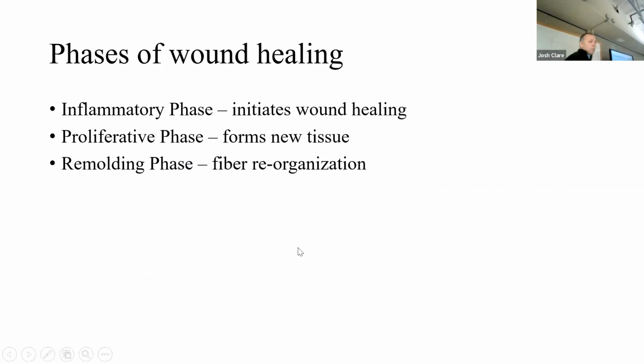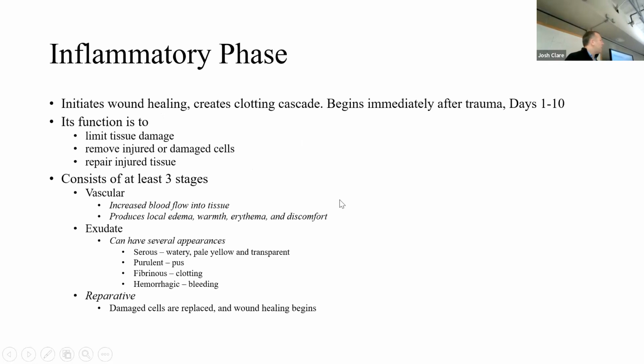All right, so the next thing we'll talk about is the phases of wound healing. We have three major phases: the inflammatory phase, which initiates the wound healing; the proliferative phase, which forms new tissue; and the remodeling phase, which reorganizes all of those new fibers, that new tissue. If you think of the last time you had a cut of some kind, all of these phases existed.